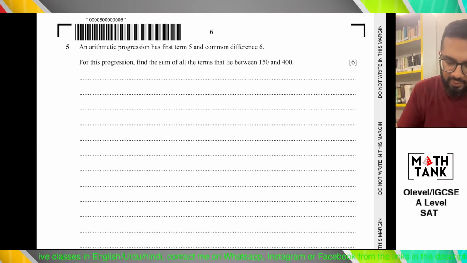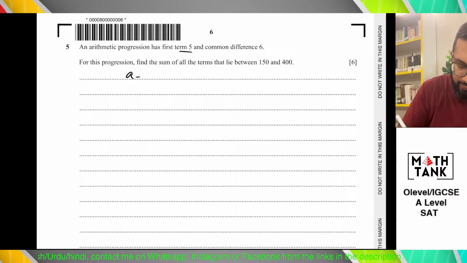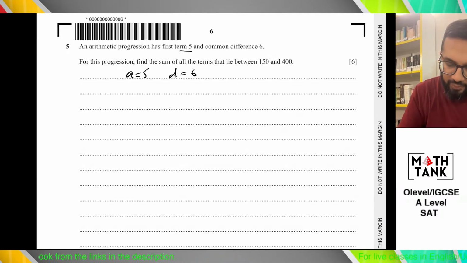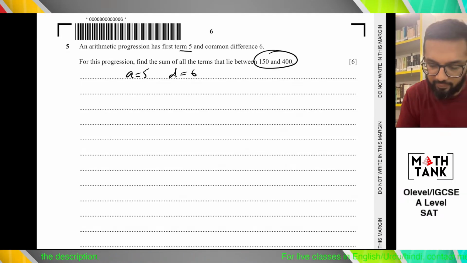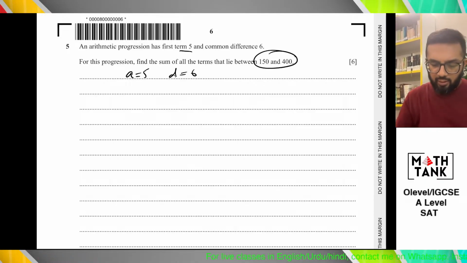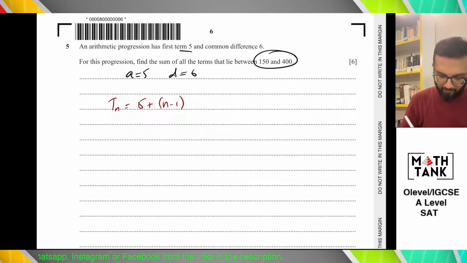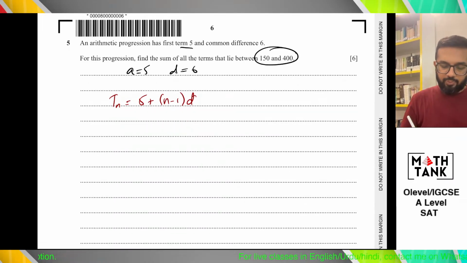Question number 5, it says an arithmetic progression has first term 5 and common difference 6. For this progression, find the sum of all the terms that lie between 150 and 400. So I'll have to first find out which term is 150 and which term is 400, because I can't say for sure what term number that is. So I am going to say that there's a term n, a plus n minus 1 d. Okay, d is 6.